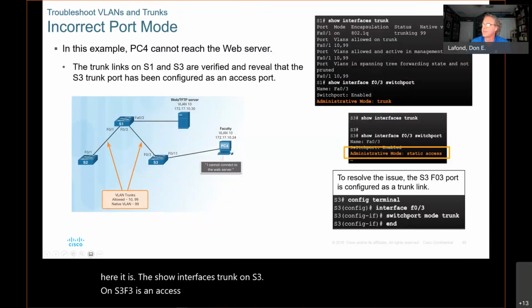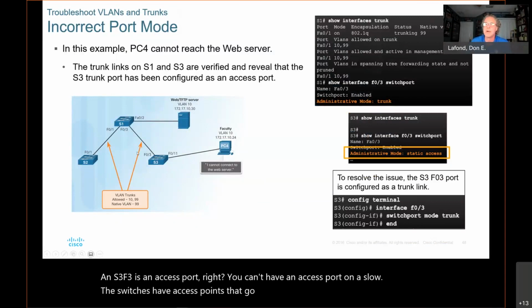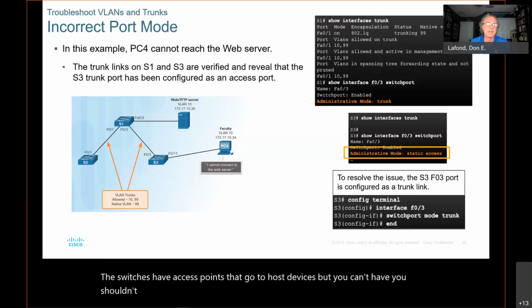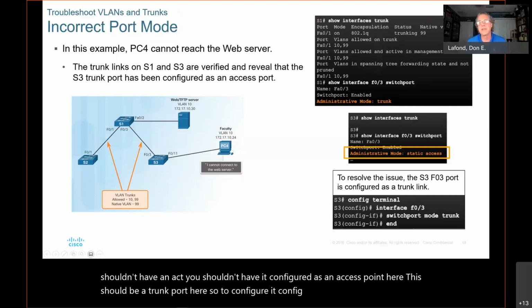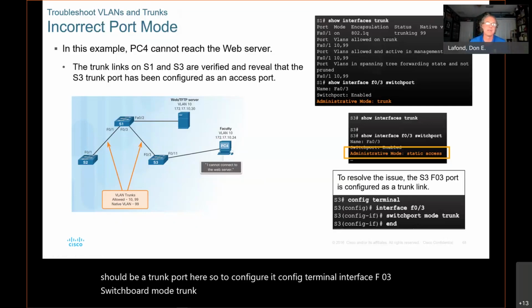The switches have access ports that go to host devices, but you shouldn't have it configured as an access port here. This should be a trunk port. So to configure it, config terminal, interface F03, switchport mode trunk, and that will fix that issue. All right, let's take a look at the next one.